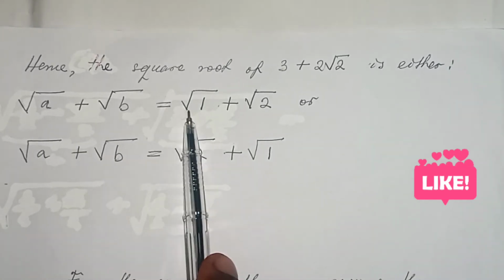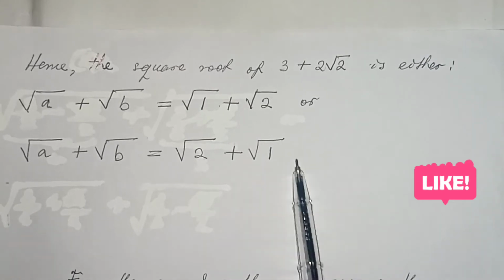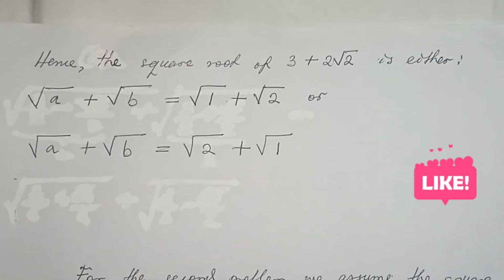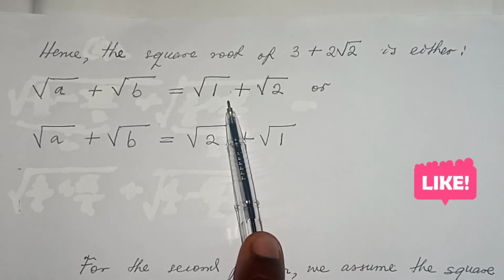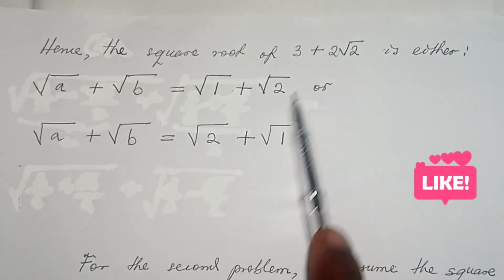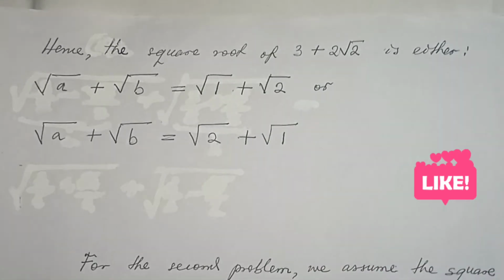It is either square root of 1 plus square root of 2, or square root of 2 plus square root of 1, as the case may be. Now, you can verify that your answer is correct by taking the square of either of these answers. It will surely give you this, and that tells you that your answer is correct.